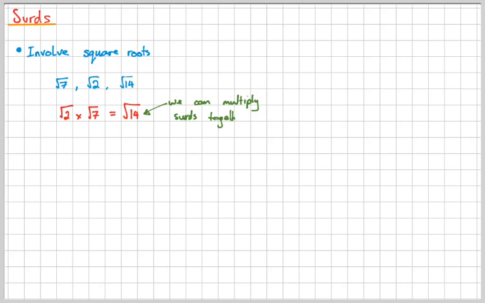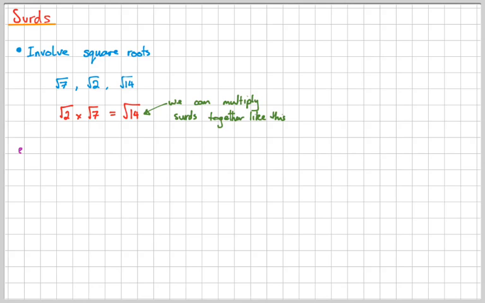Surds for now just involve square roots, examples being root 7, root 2 and root 14. Using some manipulation of surds, we can work out that root 2 times root 7 is the same as root 14. So we can multiply surds together like this. If you want to check that this statement is correct, do root 2 times root 7 on your calculator and then check that it is the same as root 14.